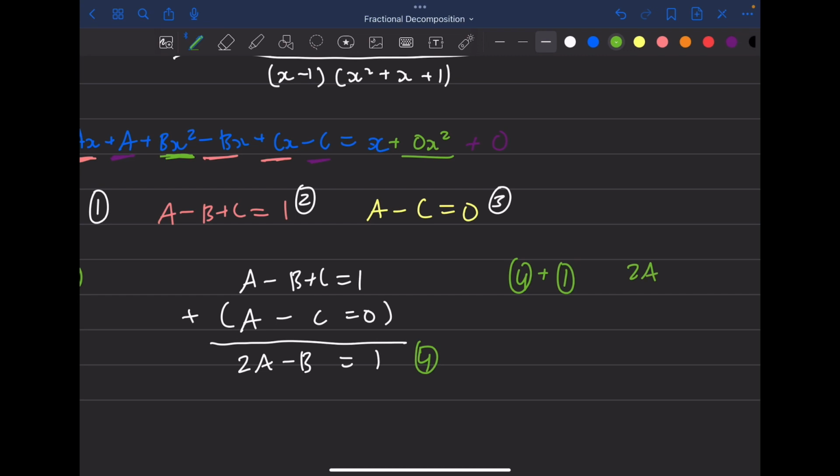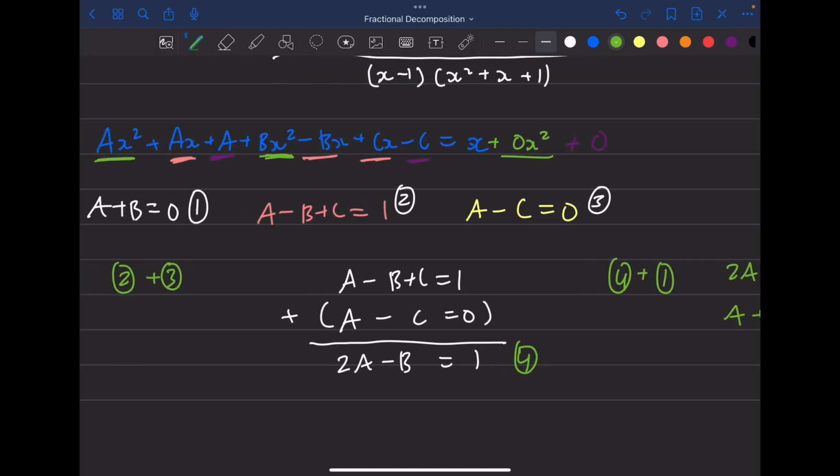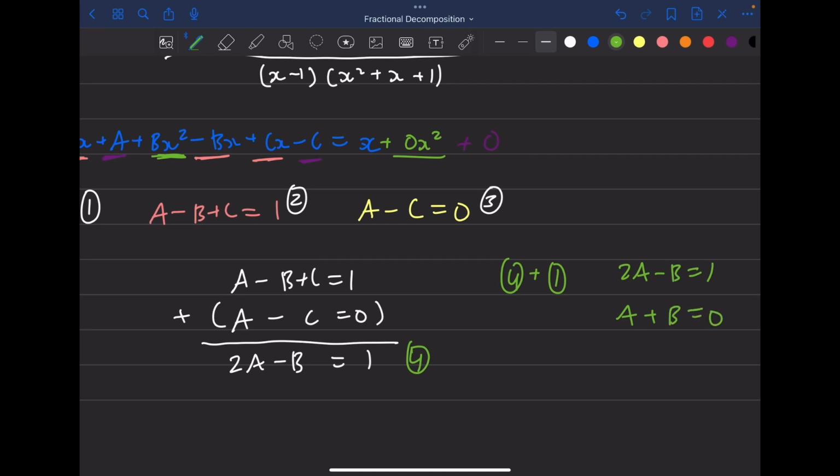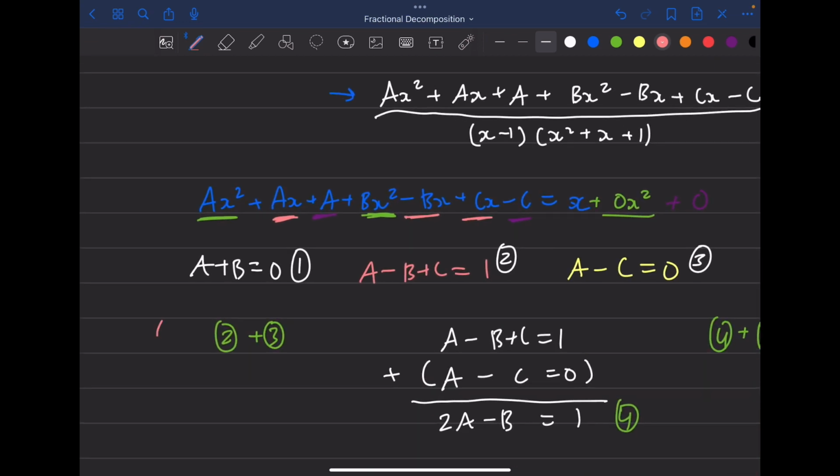That would be 2a minus b equals 1, added to a plus b equals 0. So once again, if you add these together, we should get 1, b goes away, and we have 3a. So we have 3a equals 1, so a equals 1 over 3. And now we're basically almost done. If you know that a is equal to 1 over 3, b must equal negative 1 over 3 from here, because 1 over 3 plus b is equal to 0. So b has to be equal to negative 1 over 3.